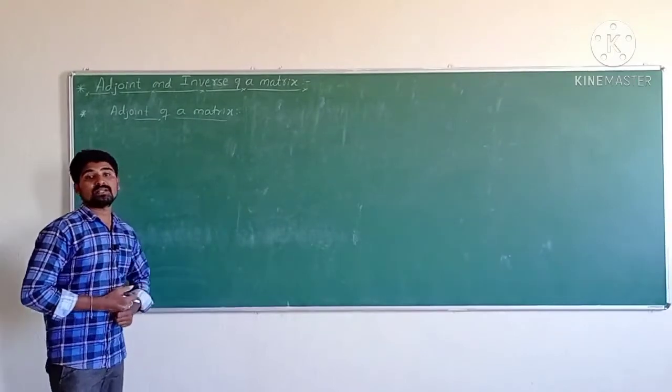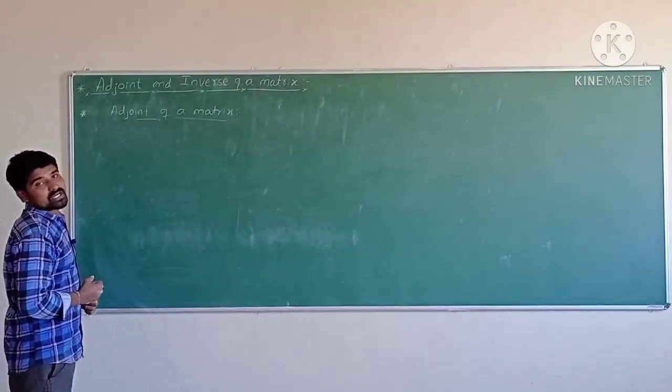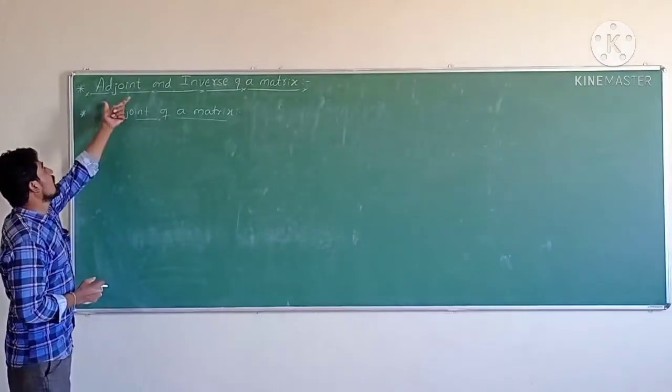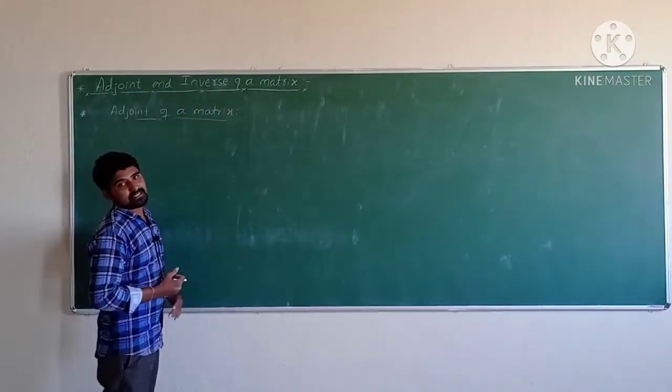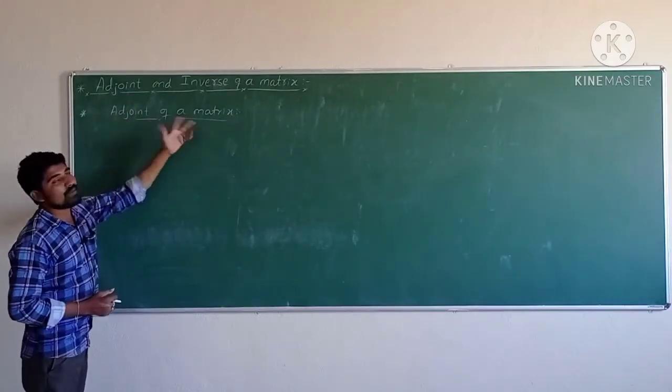Last class we completed exercise 4.4. So today I am going to discuss the new concept of the chapter determinants, that is adjoint and inverse of a matrix. In that, the first one: what is meant by adjoint of a matrix?